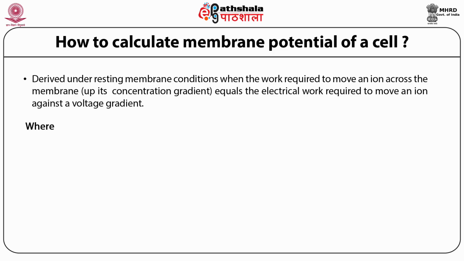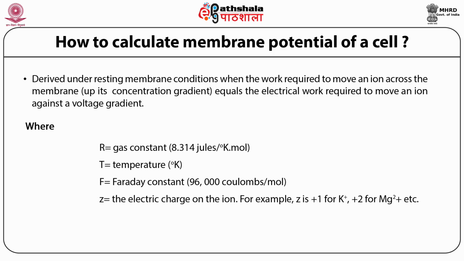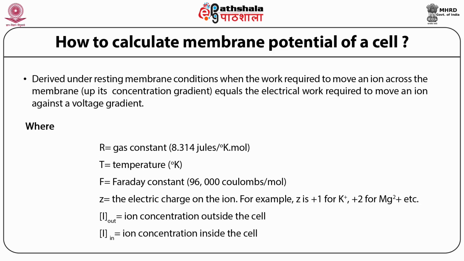In the above equations, R is a gas constant, T is temperature in Kelvin, F is the Faraday constant, Z is the electrical charge of an ion. It can be +1 for monovalent cations or +2 for magnesium and calcium. I out is the ion concentration outside the membrane or cell. I in is the ion concentration inside the cell.